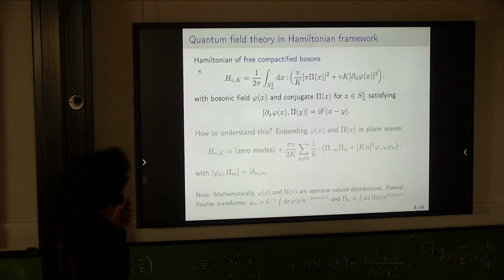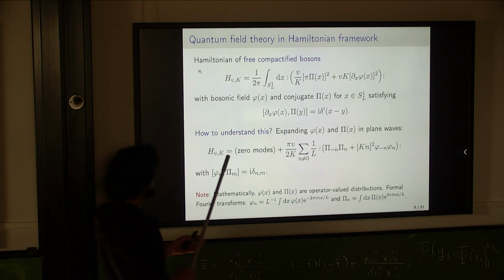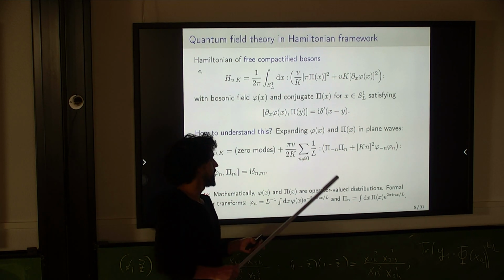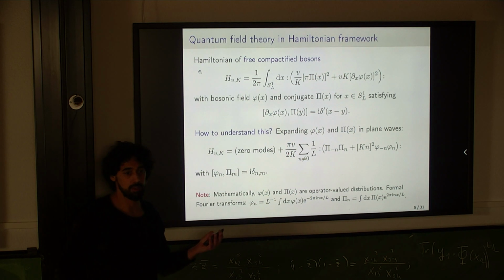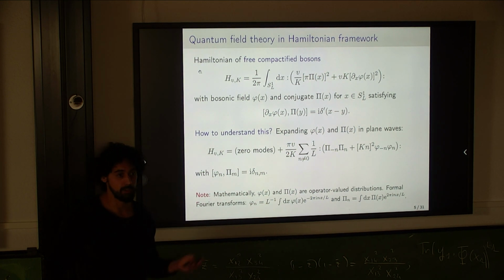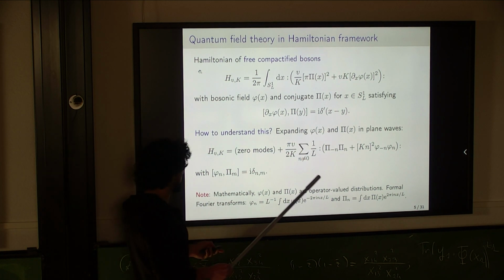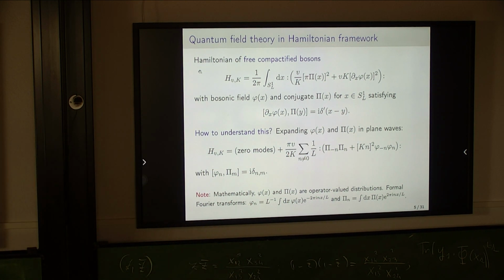So how can you try to understand this free quantized bosonic model? One way is that it makes sense to expand this in plane waves, so you will have an overall sum over n, and then you have basically the same copy of the model with a label n. So this is basically a large number of uncoupled harmonic oscillators, but infinitely many, up to zero modes, which you have to handle in a more complicated way.